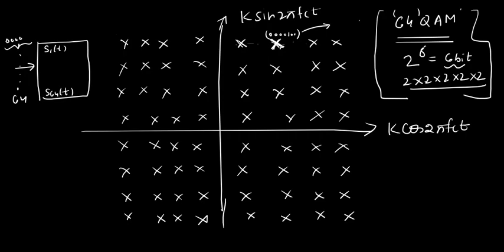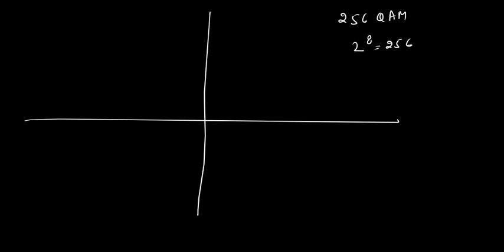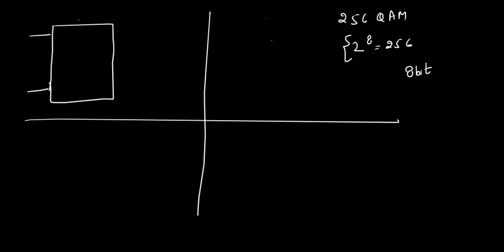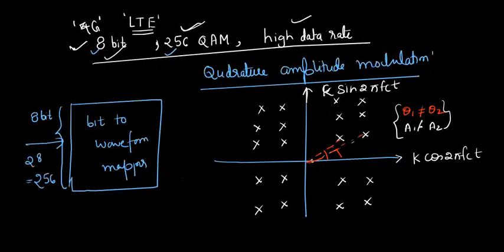If I move to 256 QAM, which is 2 to the power 8, I have to arrange these points like this. Accordingly I have to put the points in this constellation, but now each waveform will carry how much information? 8 bits, yes or no? Correct. So, what was the last keyword you used? High data rate.